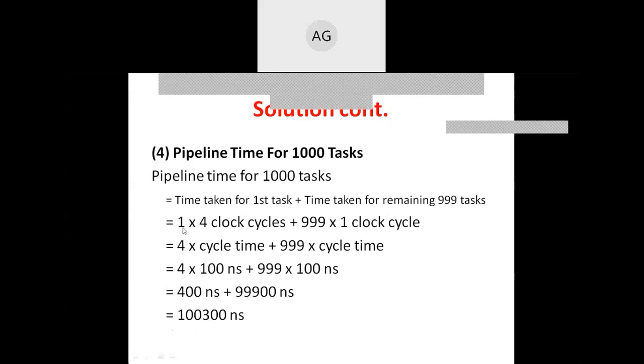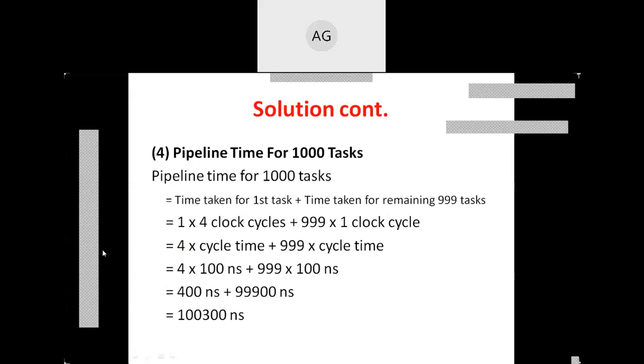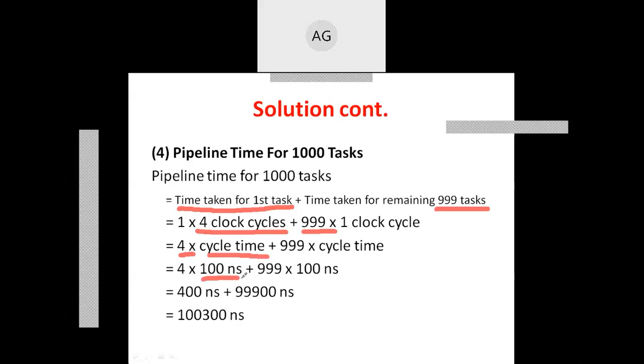So now we are going to calculate the pipeline time for 1,000 tasks. So pipeline time for 1,000 tasks is calculated by using the formula: the time taken for the first task plus time taken for the remaining 999 tasks. So the first task will take 4 clock cycles because a four stage pipeline is there, and the remaining 999 will take only 1 clock cycle each. So 4 into cycle time. So cycle time of pipeline is 100 as we calculated in the first part, and 999 into 100 nanosecond.